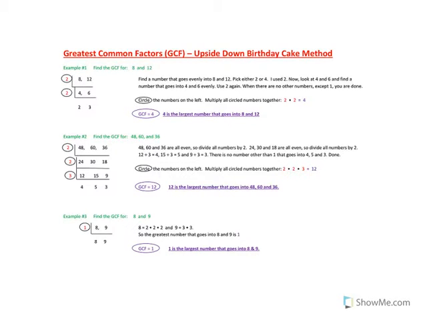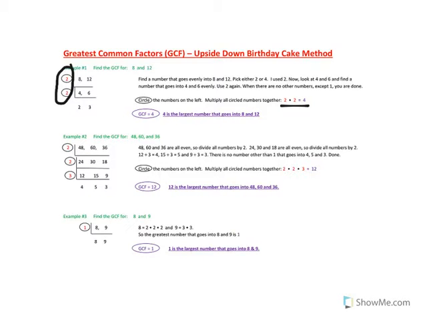Here are 3 examples using the upside down birthday cake method. Same thing that we just did, only in more detail. You can put this on pause and you can read my text here if you want, or see if you can follow along. 8 and 12 are even, cut them in half, I get 4 and 6. 4 and 6 are still even, cut them in half, get 2 and 3. Can't do anything with the 2 and the 3, so my greatest common factor is going to be the product of 2 and 2, which is 4.